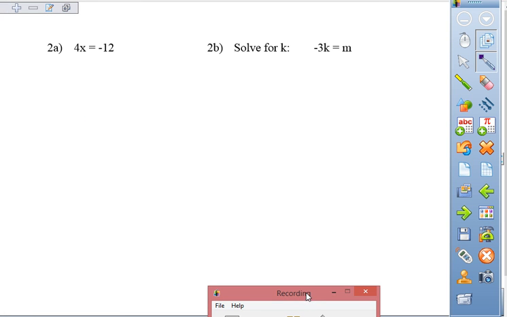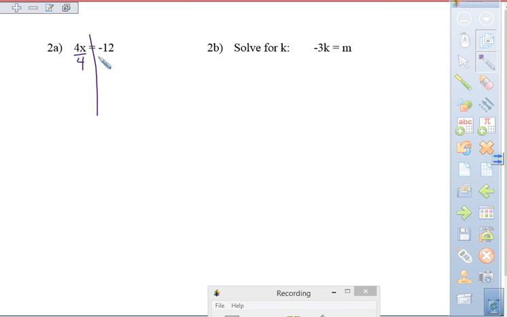Number 2. Here's the regular equation. We need to get x by itself. So we're going to divide by 4. When we divide by 4, we're left with x is equal to negative 3. Remember, you should be filling out your worksheet with me.